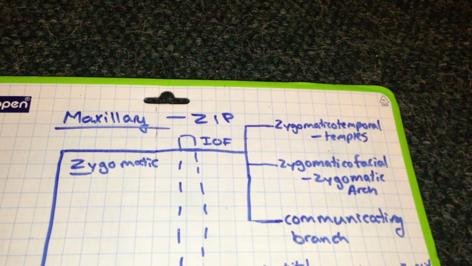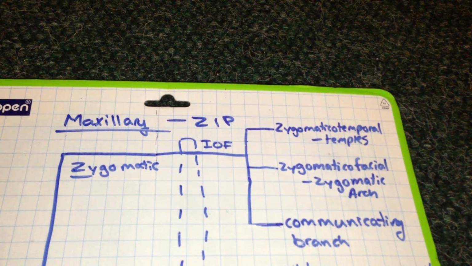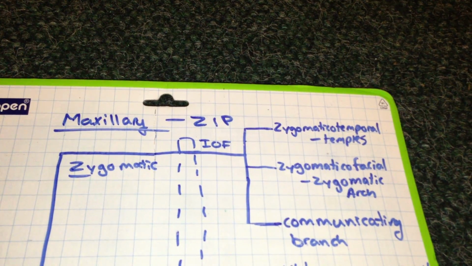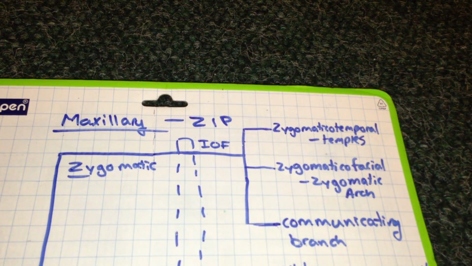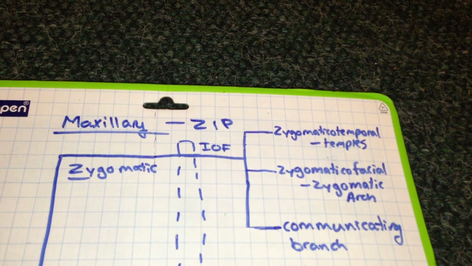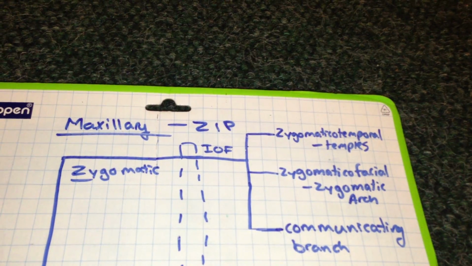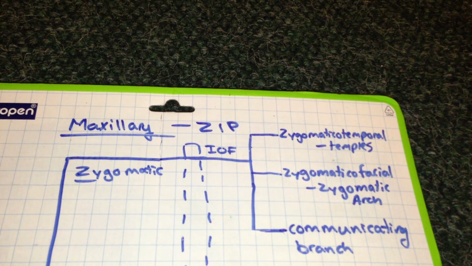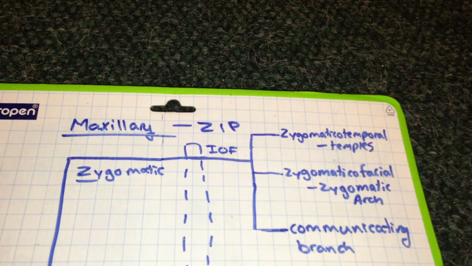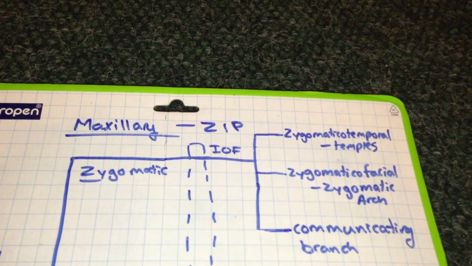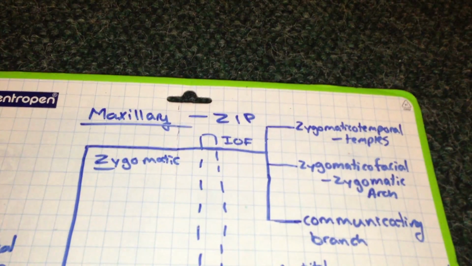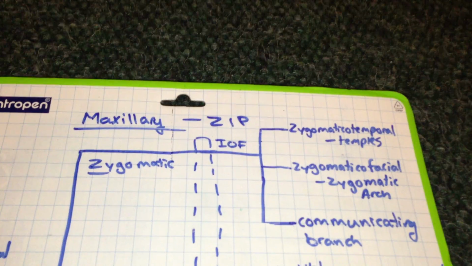Then you have the zygomatico-facial branch, and that's going to innervate the zygomatic arch. And those are the 2 main branches, but then the zygomatic nerve also gives off a 3rd branch. Now, this is interesting and very important because it is a communicating branch which will allow the zygomatic to give off parasympathetic fibers to the lacrimal nerve that will go to the lacrimal gland. Okay? Now, that's it for the zygomatic branch.